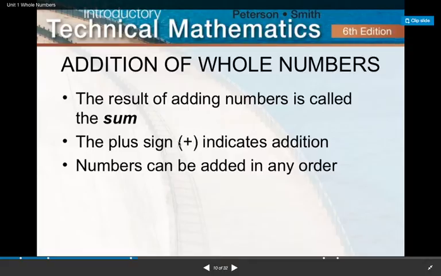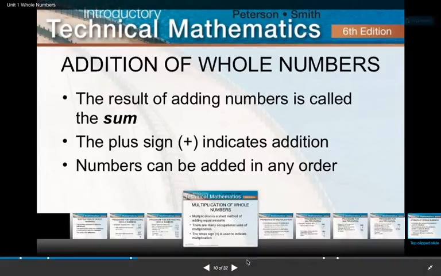The plus sign indicates that everything is addition. And then numbers can be added in any order. It means that addition is commutative. So it doesn't matter the order, the answer is still going to be the same.